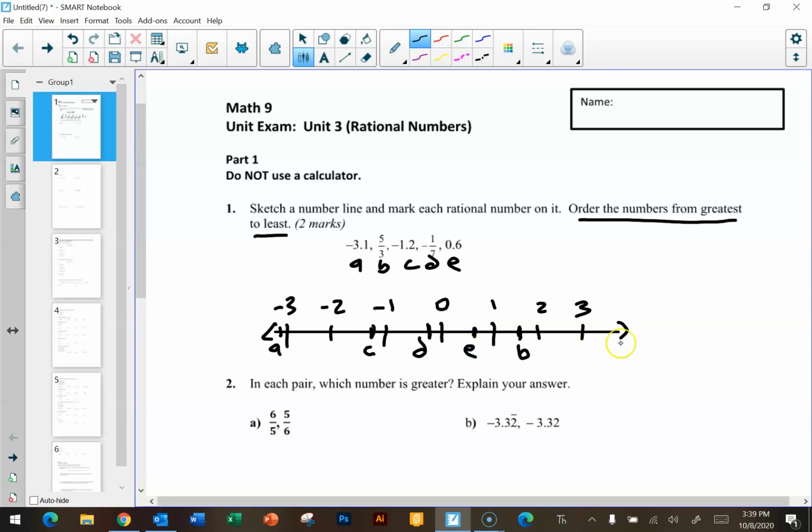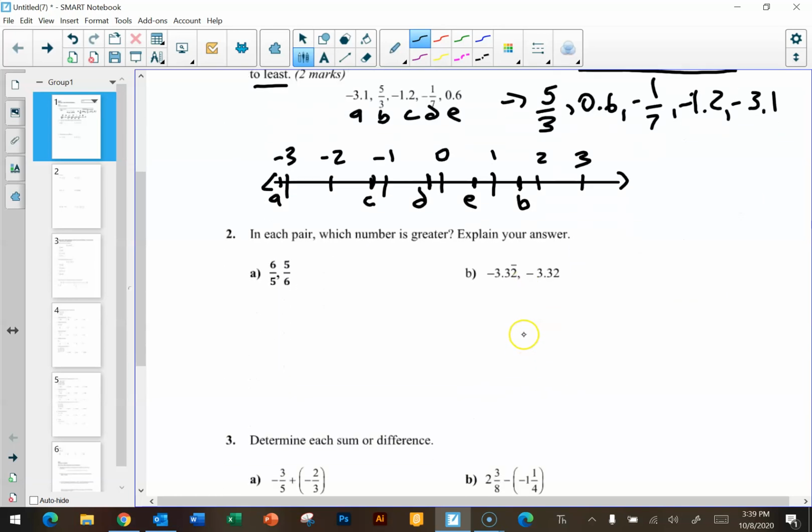Then when we list them from greatest to least, we just start over here and work our way to the left. So B was first, so that's 5/3. Okay, E was next, that's 0.6. D was after that, so that's -1/7. Then C is -1.2, and the last number was A, which is -3.1.